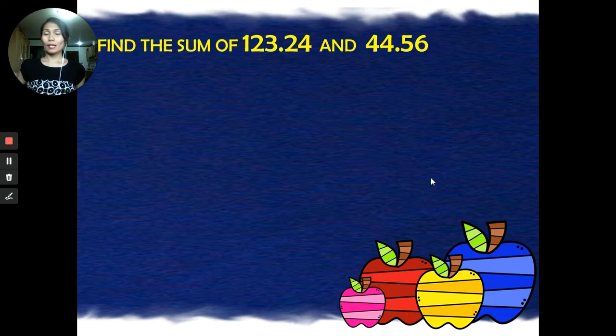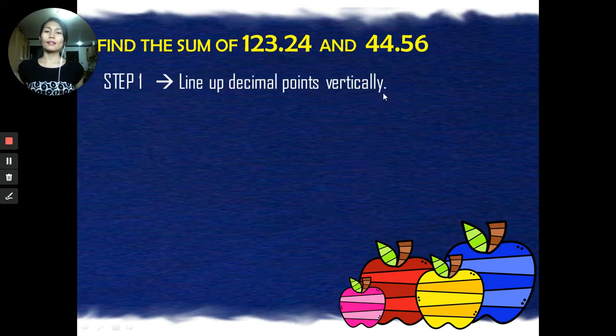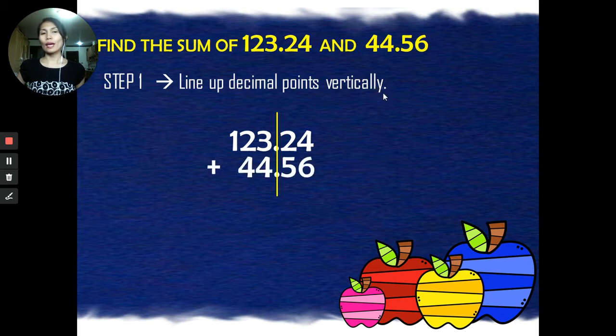So let's try bigger numbers. Find the sum again, so we will add again. The first given number is 123 and 24 hundredths. As in step 1, line up decimal points vertically. We have the first given number and the second given number, 44 and 56 hundredths. You see the decimal points? They're all lined up together.